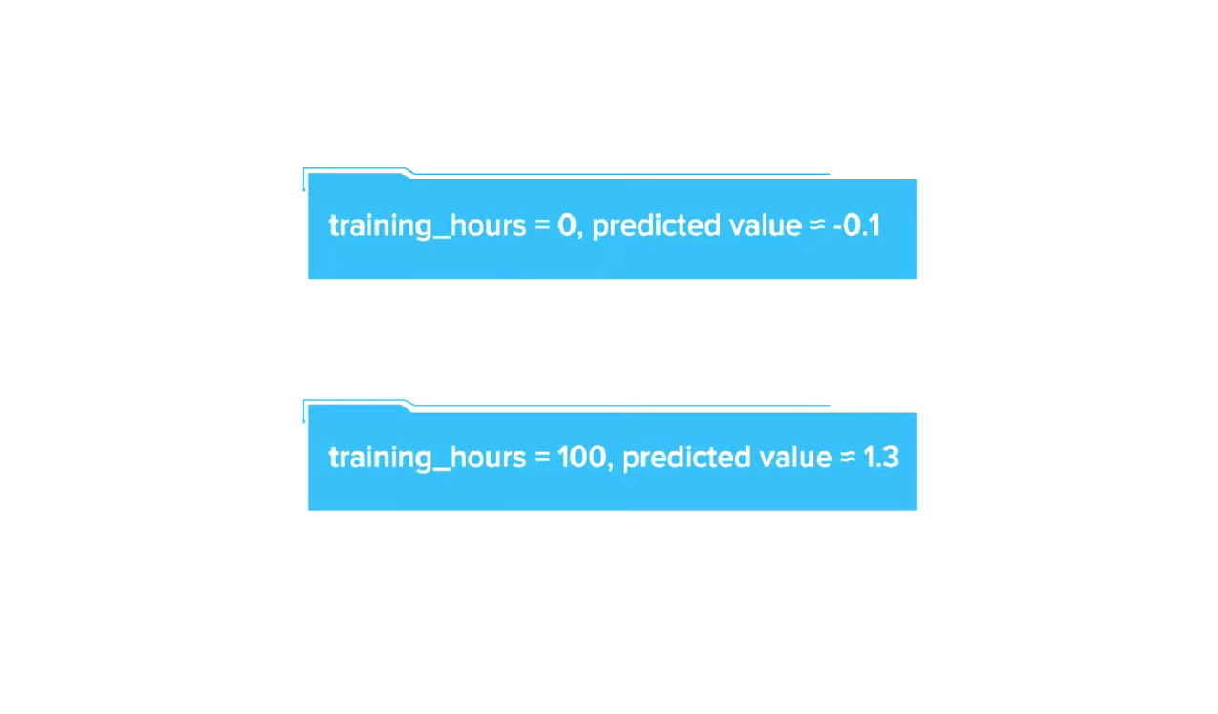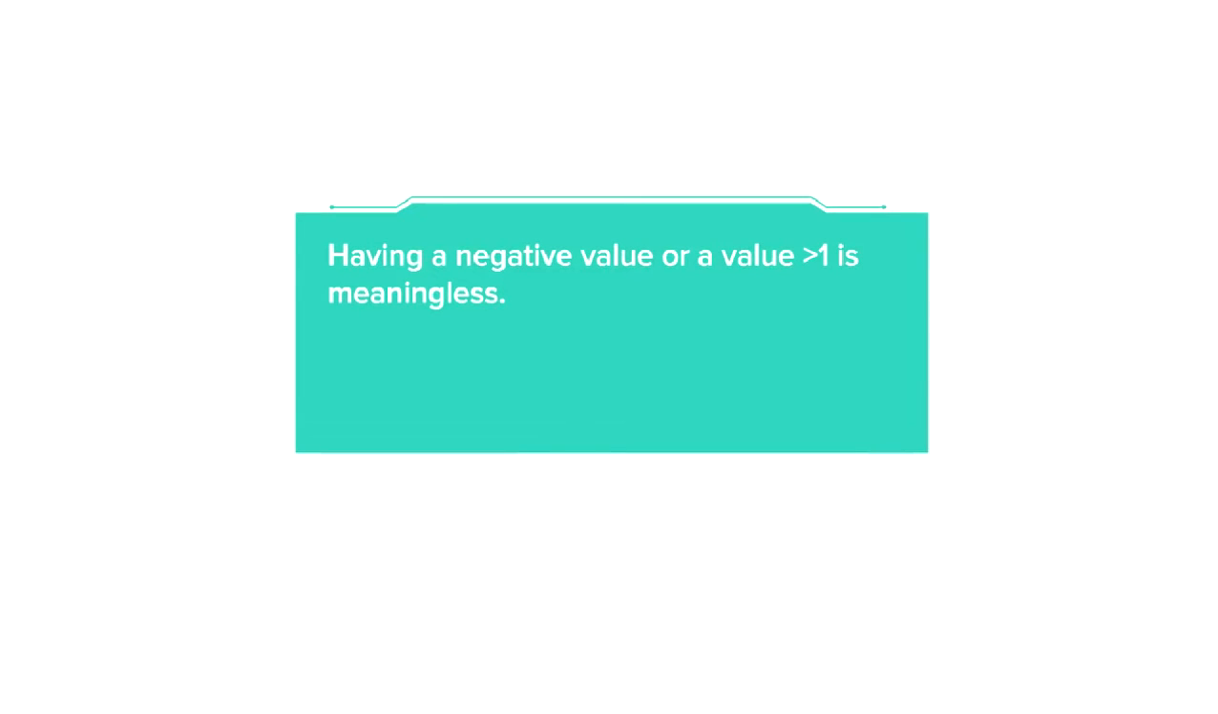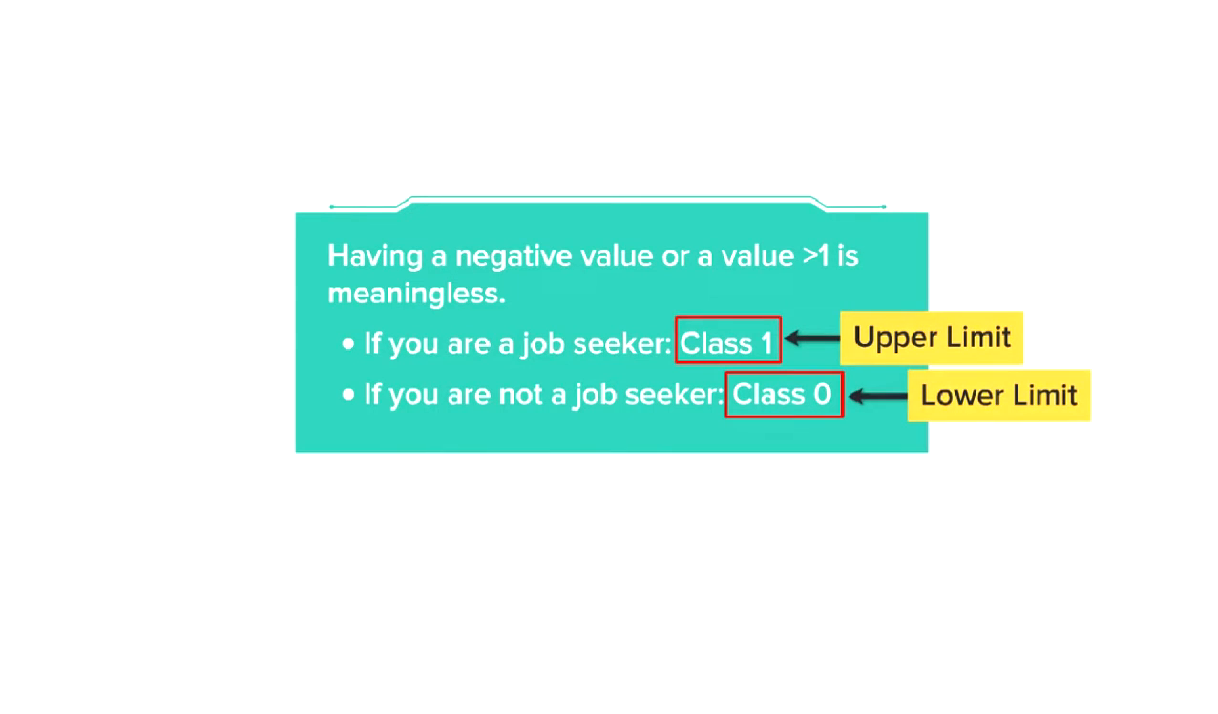At the end of the previous video, we asked you a question: do these predicted values make any sense? In the housing prices data, the predictions were directly associated with the sale price of any house. But the same cannot be said for this example. Having a negative value or a value greater than 1 is meaningless, since either you are a job seeker, that is class 1, or you are not, that is class 0, and your predicted values of y should be bounded by these upper and lower limits.